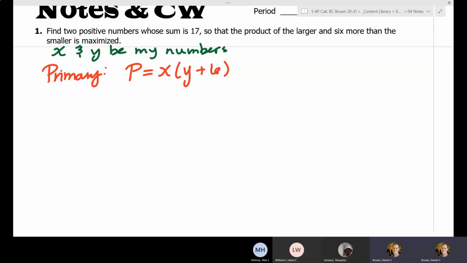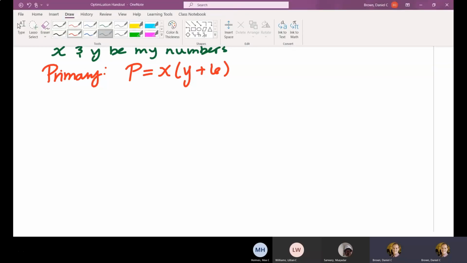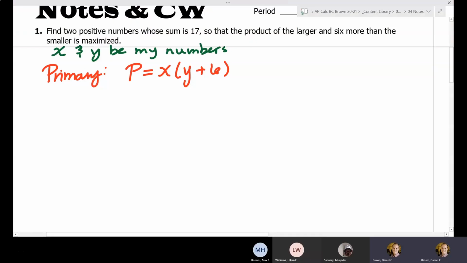The issue with this equation written as it is right now is that when we do an optimization problem, we're taking the derivative with respect to the independent variable. And right now we have a P, an X, and a Y. We want to reduce the number of variables in the problem. And that's where the secondary equation is going to come into play. The secondary equation is going to be a static equation, so it's not the one that you're trying to minimize or maximize. In this case, our secondary equation can come from that first statement. We have two positive numbers whose sum is 17. So I know that X plus Y is equal to 17 always.